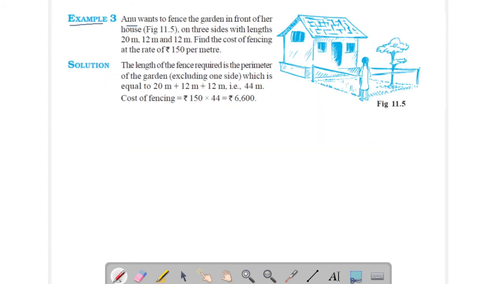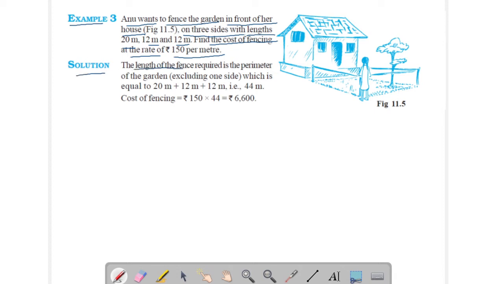Here, Anu wants to fence the garden in front of her house. See figure 11.5. On three sides with length 20 meter, 12 meter and 12 meter. Find the cost of fencing at the rate of rupees 150 per meter. Here see the solution.